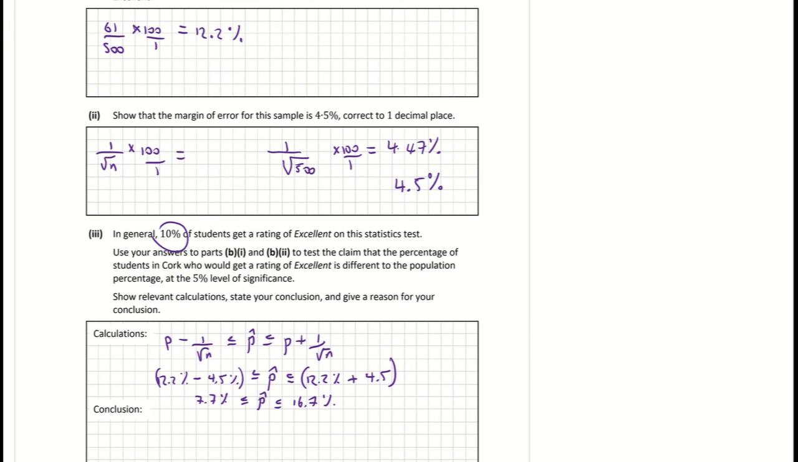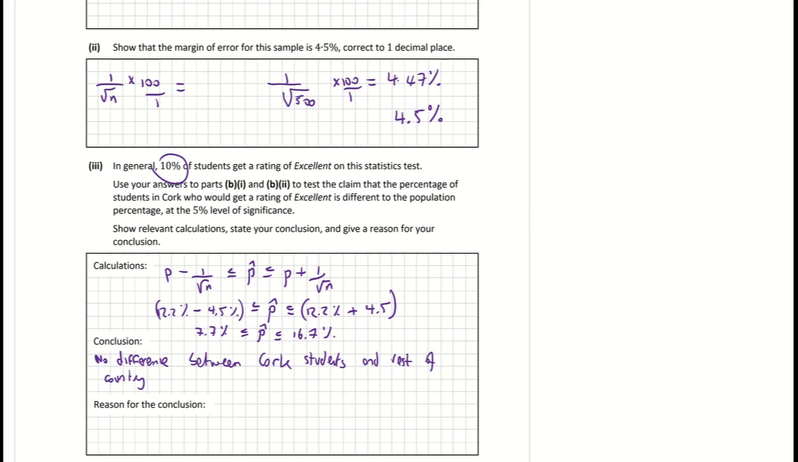Now, the claim in the question here is that 10% of students get a rating of excellent on this statistics test. So for my conclusion, I'm going to say that there is no difference between the Cork students and the rest of the country. My reason for this conclusion is that the 10% claim falls within my confidence interval of 7.7% to 16.7%. So 10%, the claim in the question, falls between those two limits.